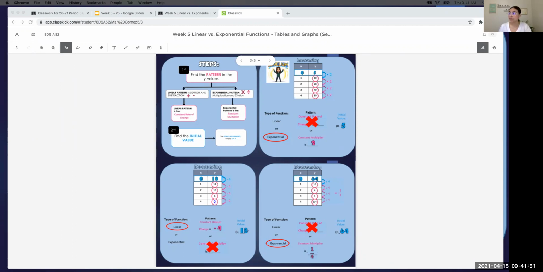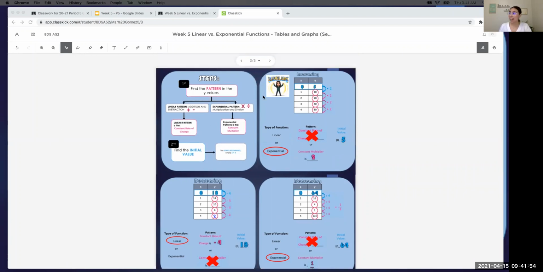All right. Ooh, I leveled up. Look at that. I love that sticker.